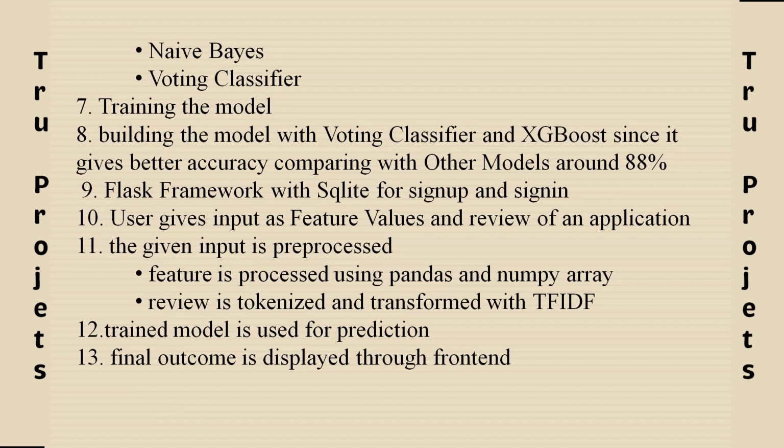Training the model. This step involves training the machine learning models using the training data. The models are fitted to the training data to learn patterns and relationships within the dataset. Building the model with voting classifier and XGBoost, since it gives better accuracy comparing with other models, around 88%. Among the various models, a voting classifier and XGBoost are selected due to their superior performance, with an accuracy rate of around 88%. These models are chosen as the primary predictive tools for both app usage time and app review sentiment analysis.